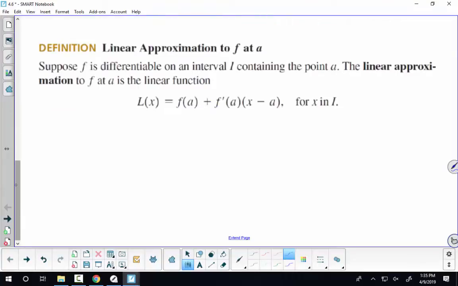So here's the definition of the linear approximation to a function at an x value x equals a. That is at the point a comma f of a. Okay, so the function's differentiable. What did differentiable mean?